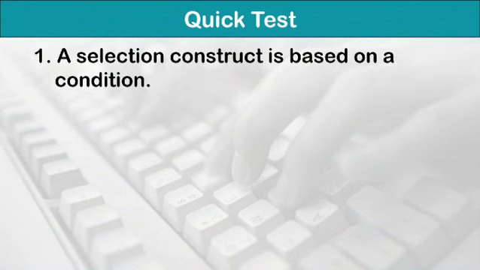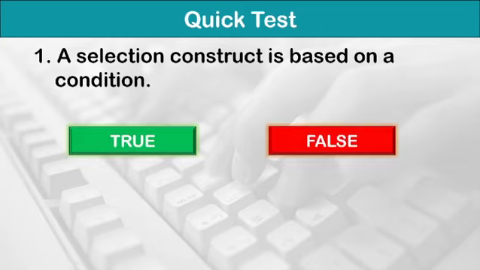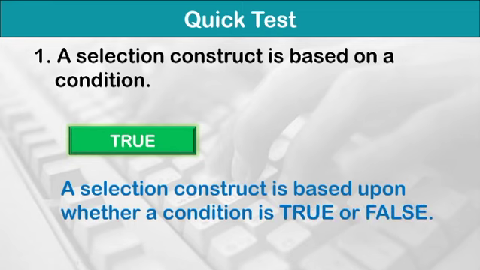Now let us do a quick test on what you have learned today. Read the following questions carefully and answer accordingly. You will have a few seconds to give your answer. Number 1. A selection construct is based on a condition. True or false? The answer is true. A selection construct is based upon whether a condition is true or false.